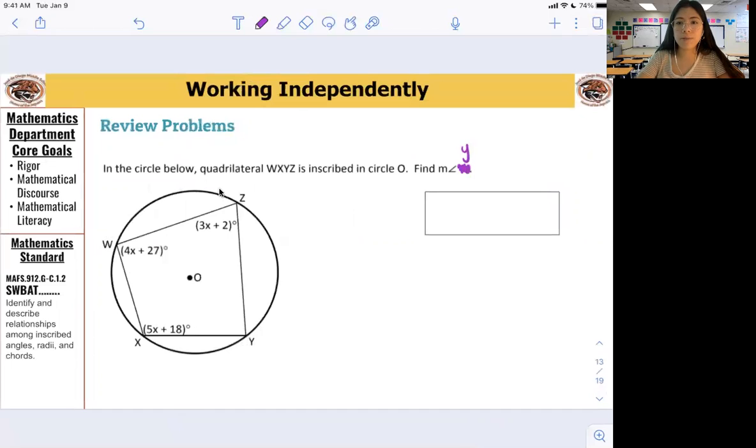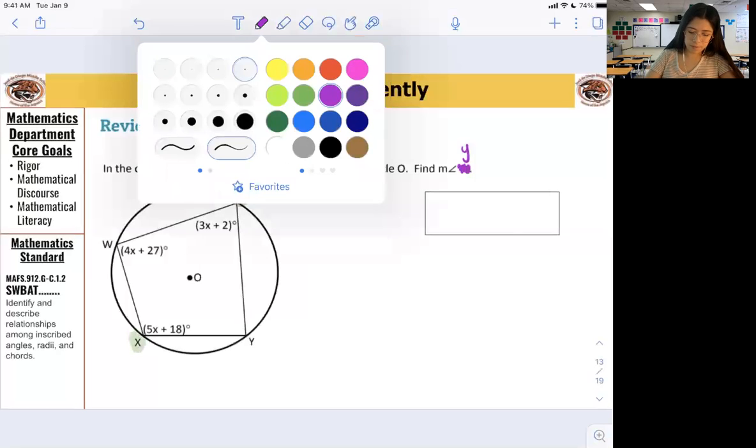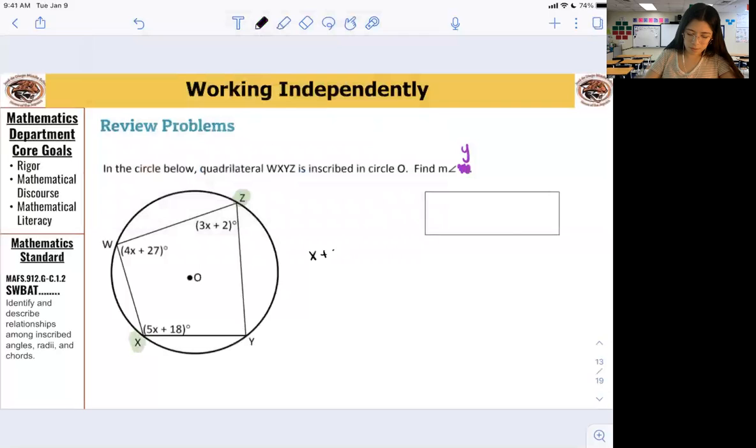What do I know about these 4 angles? We know that X and Z are supposed to add up to 180. X and Z equal 180. So I'm going to go ahead and plug those numbers in and see what I end up for X. So 5x plus 18 plus 3x plus 2 equals 180. Now I combine like terms.